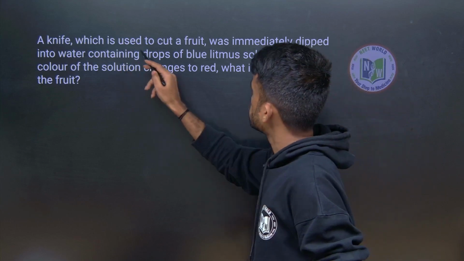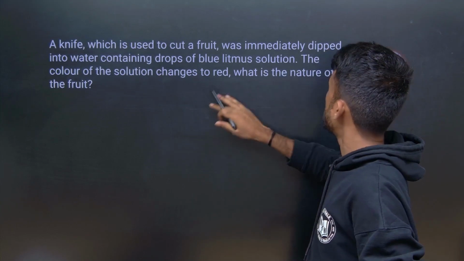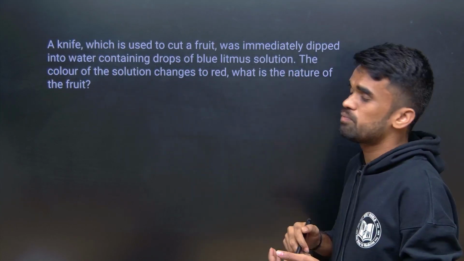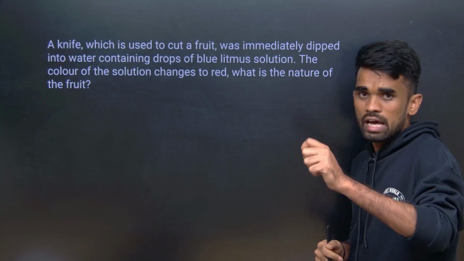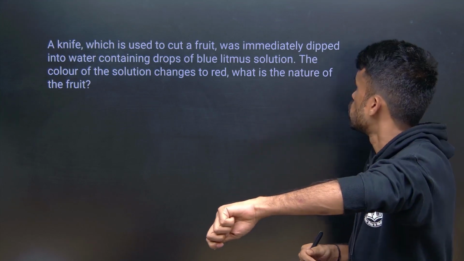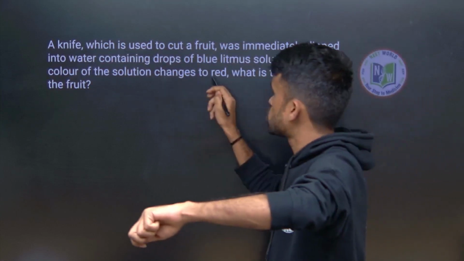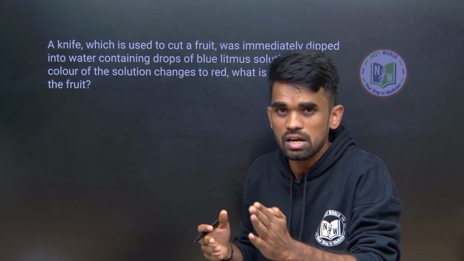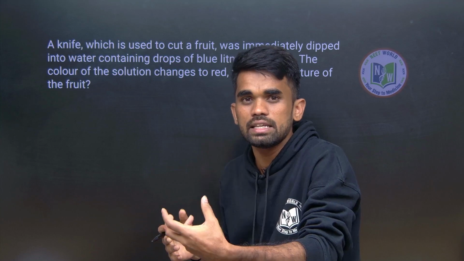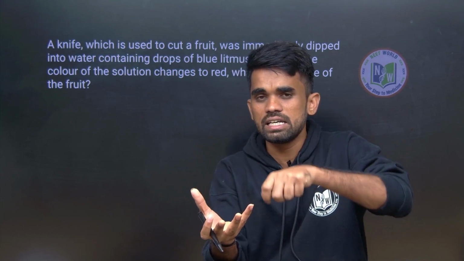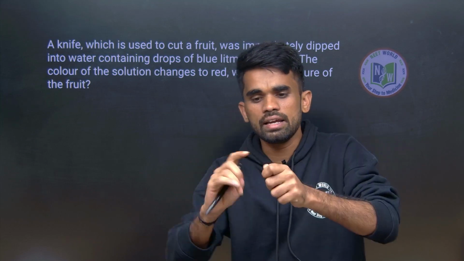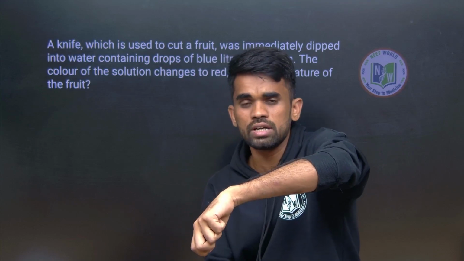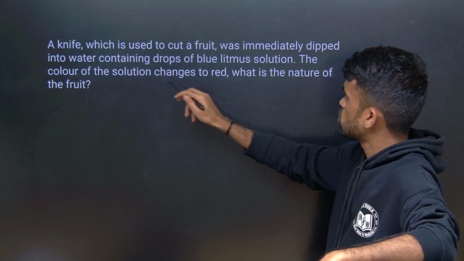Now, a knife which was used to cut a fruit is immediately dipped into water containing drops of blue litmus solution. The color of the solution changes to red. Yes, blue litmus solution converts into red color. What does it indicate? The fruit might have an acidic nature, so acid is attached to the knife. Therefore, when we keep it in the blue litmus solution, the solution appears red in color.